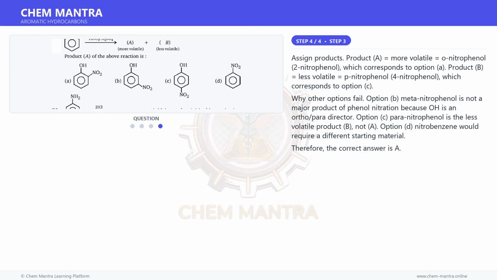Why other options fail? Option B. Meta-nitrophenol is not a major product of phenol nitration because OH is an ortho-para director. Option C. Para-nitrophenol is the less volatile product, B, not A. Option D. Nitrobenzene would require a different starting material.